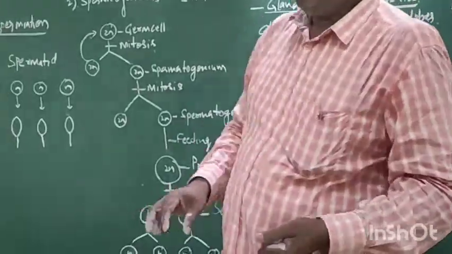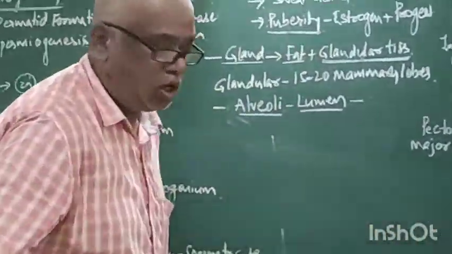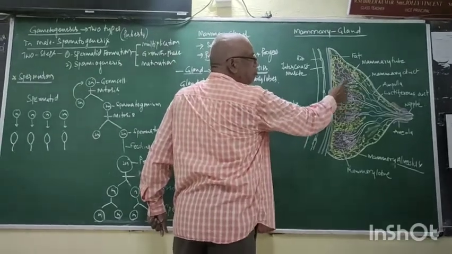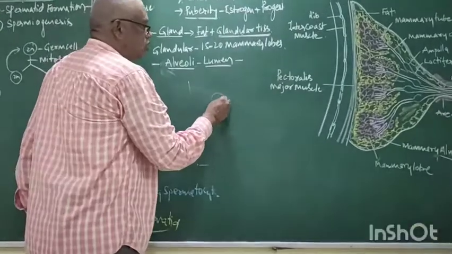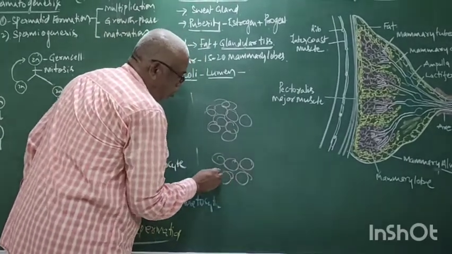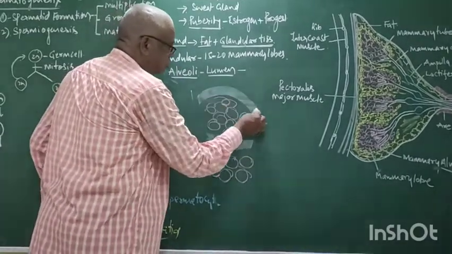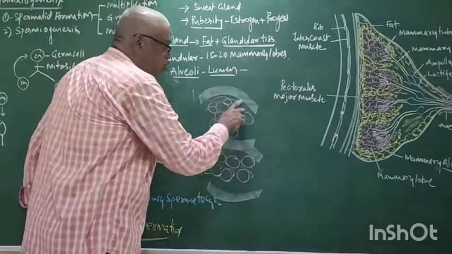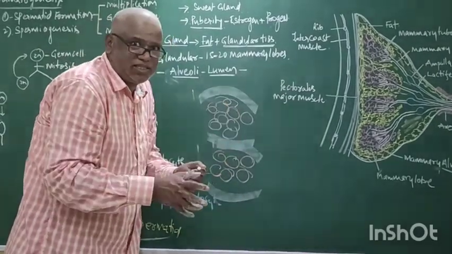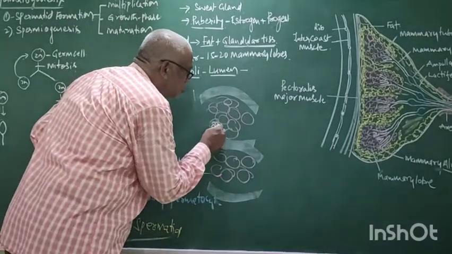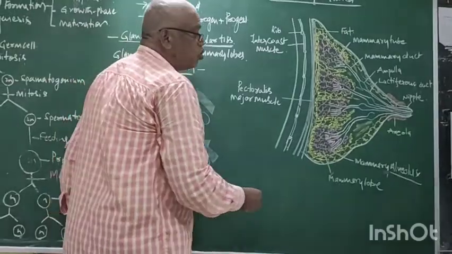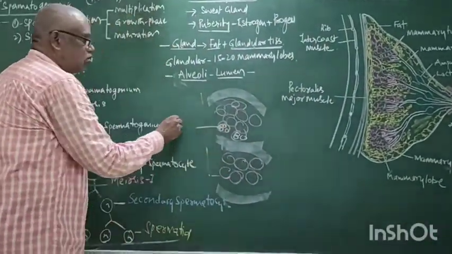Right. Now come to this. Two mammary lobes are separated by fat. Now, this is one lobe. This is fat. This is a mammary lobe. This mammary lobe is made of a cluster of cells. This cluster of cells is called an alveolus.